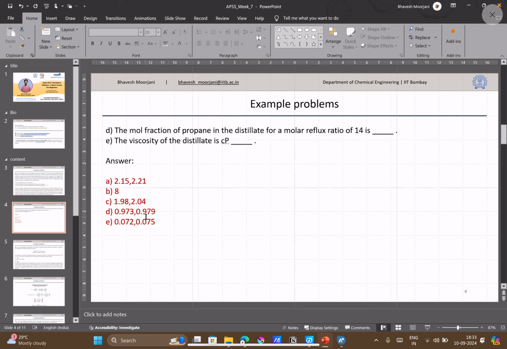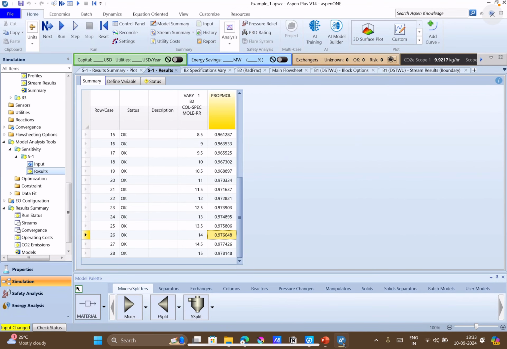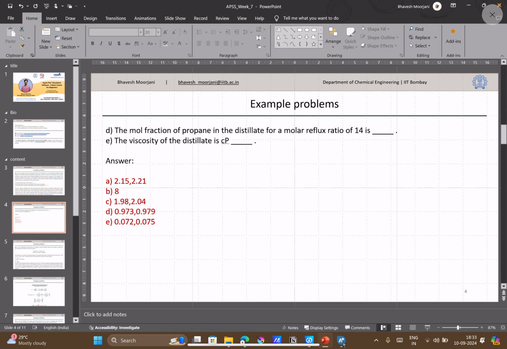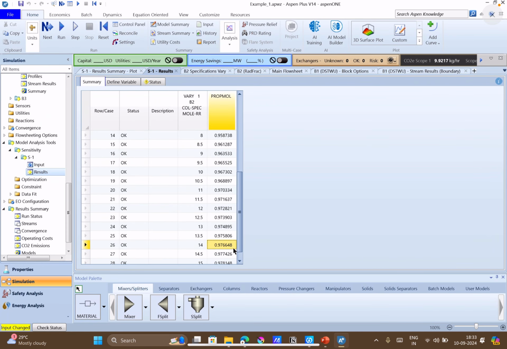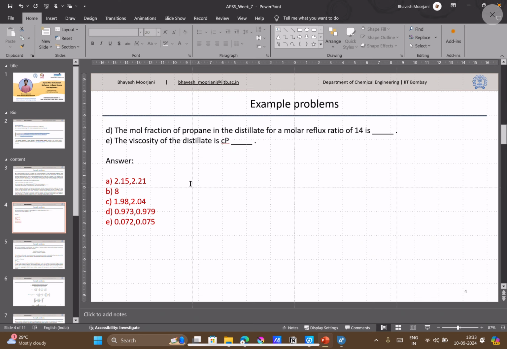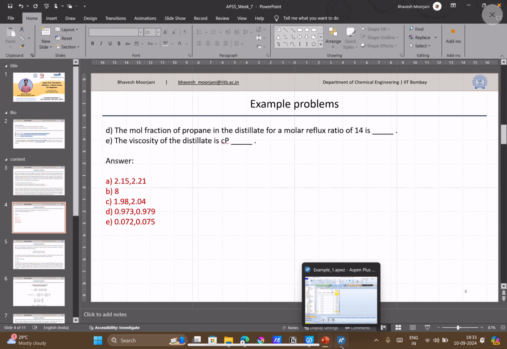So here the answer is between 0.973 and 0.979. So our answer is in between. So that is correct. The second question asked is the viscosity of the distillate.